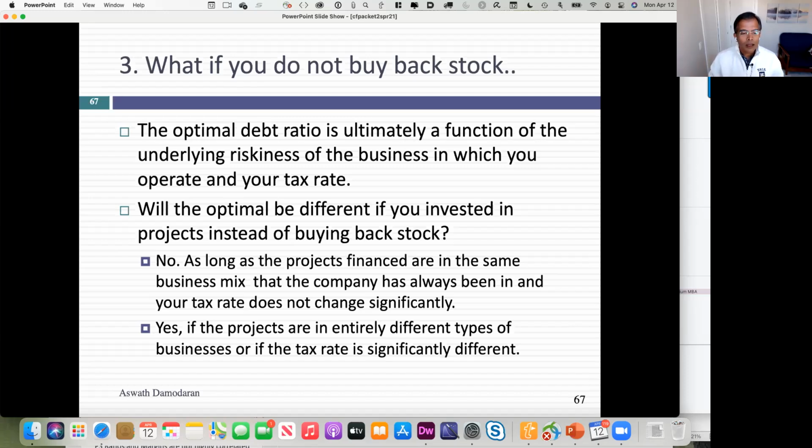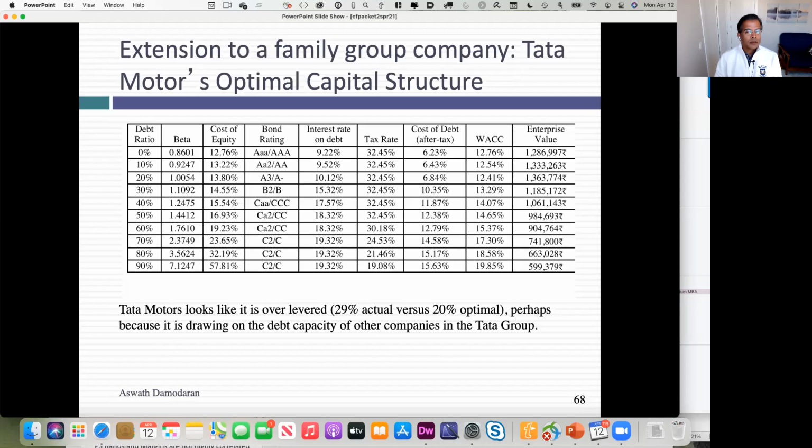If you are, then you've got to tell me where you plan to invest, and then I can go back and reassess what your optimal will be given where you plan to invest. Any questions on any of those three questions? So that's the Disney analysis. Let's see if we can try this on our other companies.